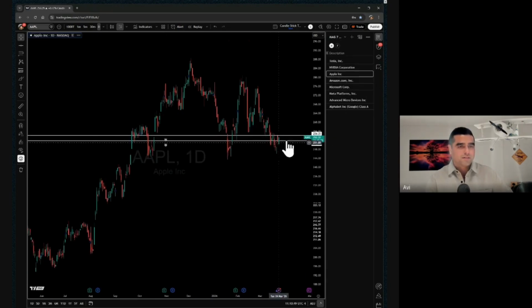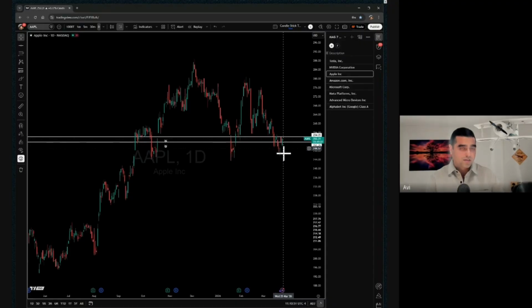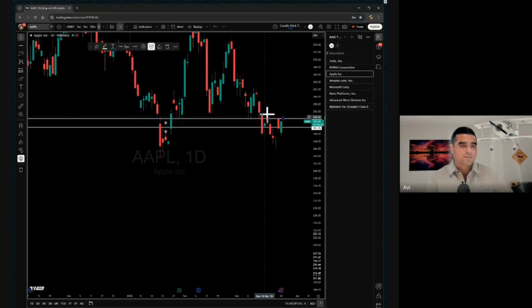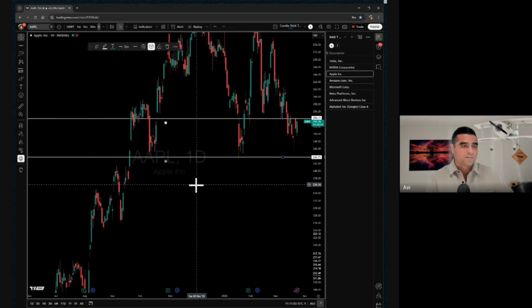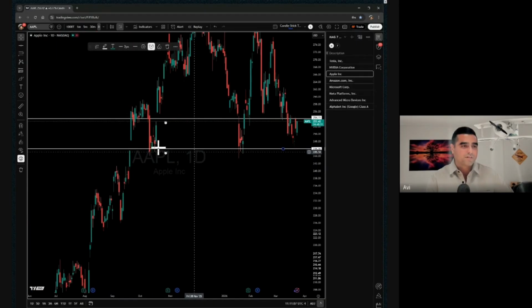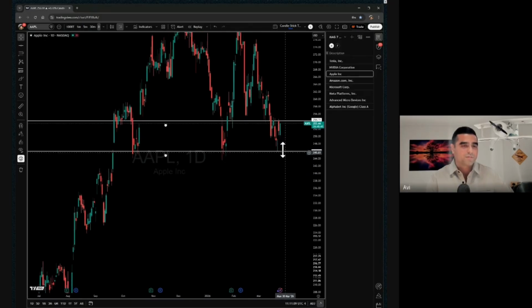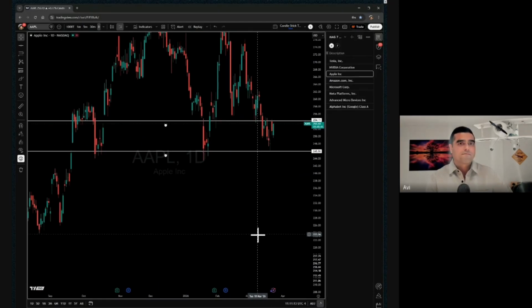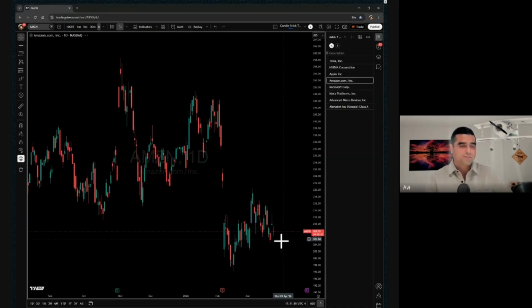Let's see. Apple. What do we have here? It's an interesting place. You can see this was all support. Breakdown turned into resistance, so that makes sense. With these lows down here, oh, there's a gap. Look at that. It's a gap area. It kept bouncing through, and that was a low 2 days ago. So there you go. Fun stuff.